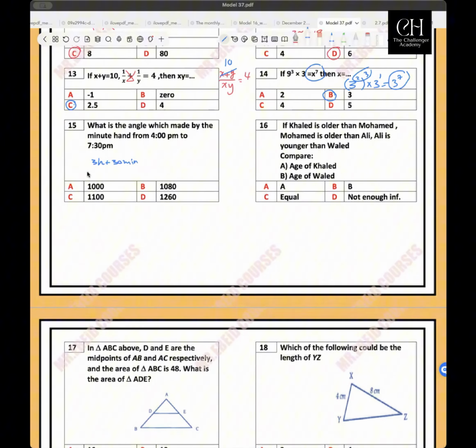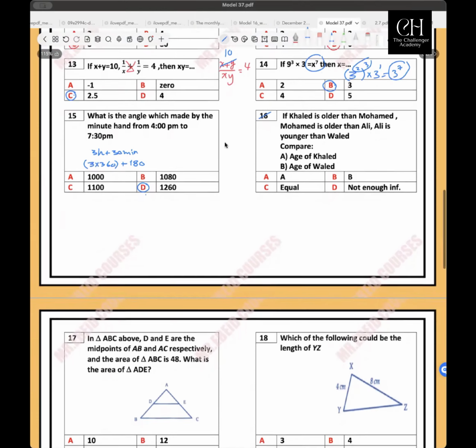And as we mentioned before, 1 hour is 360. So this is 3 times 360, plus 30 minutes. You know that 30 minutes is half a rotation, which is half of 360, which equals 180. Just multiply plus 180, it will be 1260.